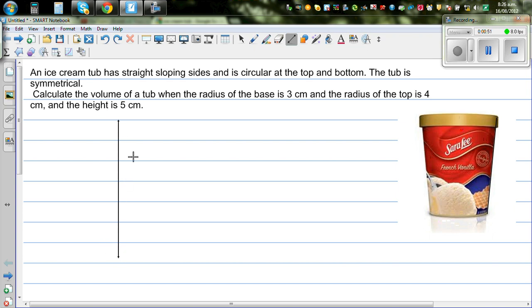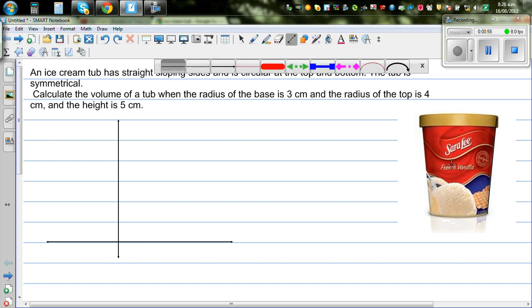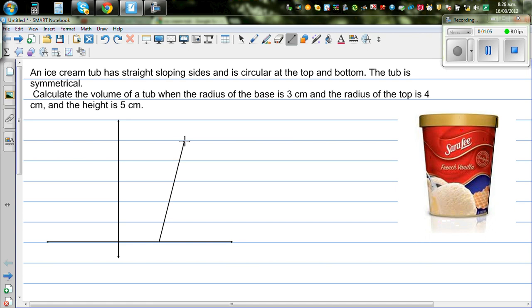So this is your y-axis and this is your x-axis. I'm going to draw a sloping line to model the sloping side. So this is say 3 centimeters here. I'm going to slope slightly. So this is a model of this side. This point is (3, 0), and the height of this is 5. So this is (0, 5). I'll explain this.